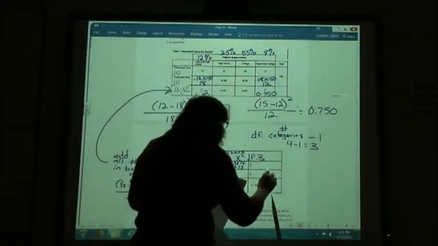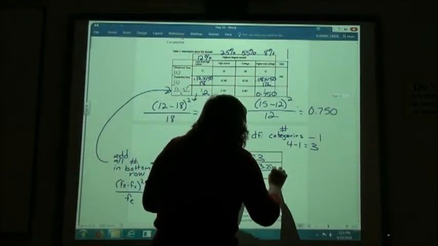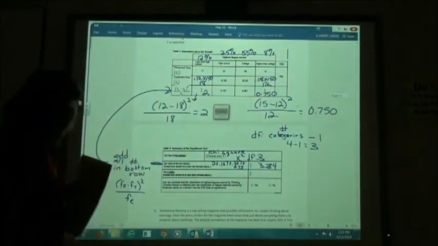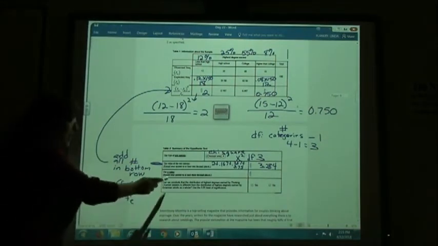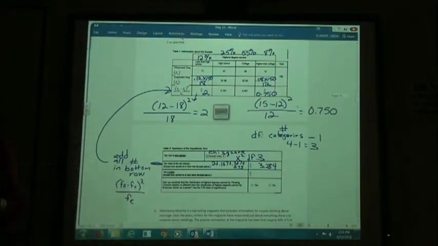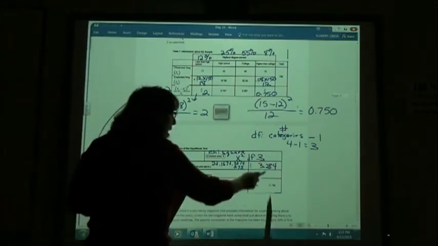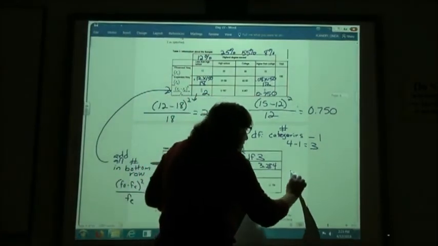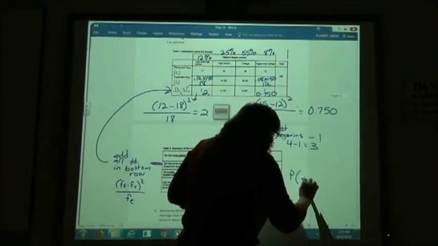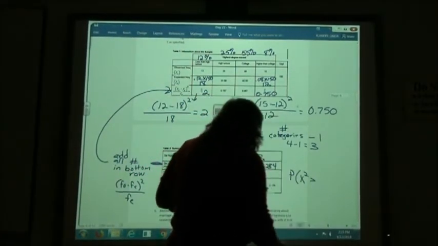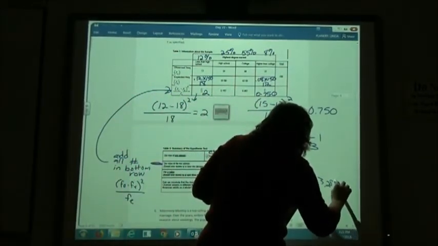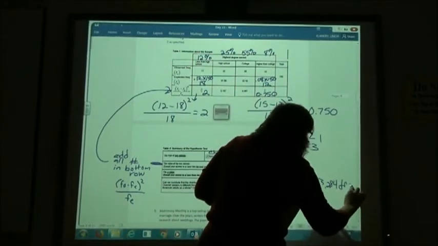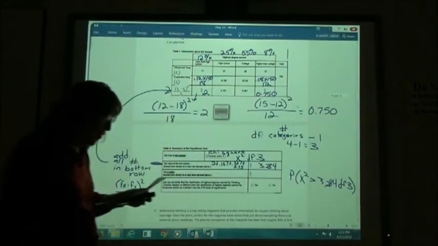If I add those together, I get 3.284 for the value of my test statistic. Now I'm going to do a p-value test. We've done all those tests. We're going to do the p-value test. This is a positive number, good thing, because we like to do P is greater than. P of chi-squared is greater than our test statistic, 3.284, with a degree of freedom of 3, is what we figured out.